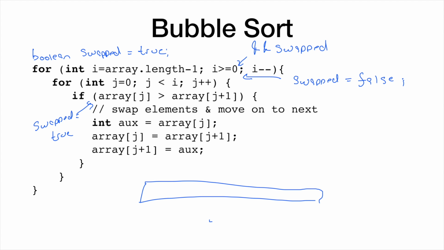So in this case, the worst case running time we know is order n squared, but the best is order n, right?